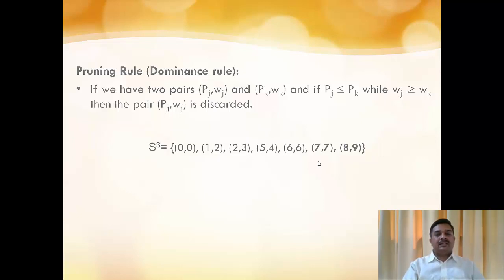Again you see here 7-7 and 8-9. Because the size of the knapsack is 6, even though I have a higher value, I cannot take it. So S3 becomes the pair of this 5.